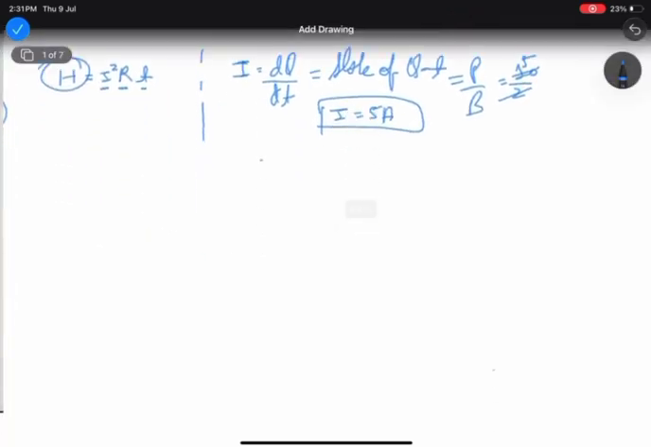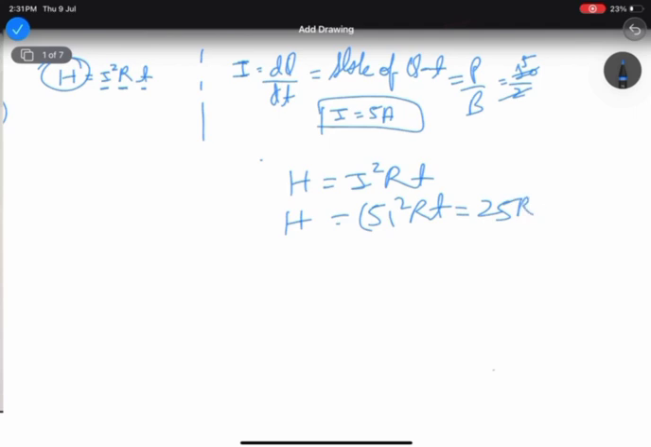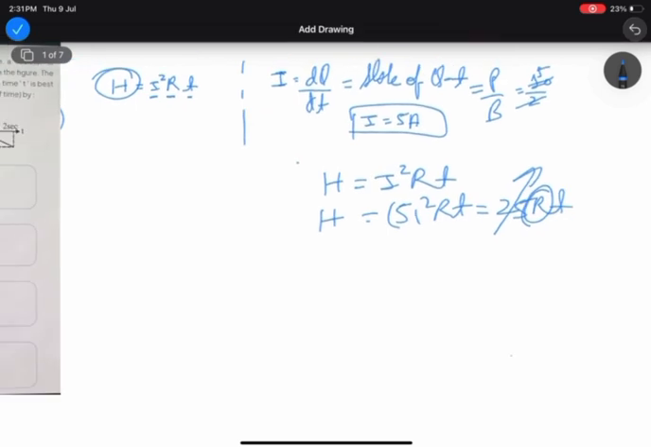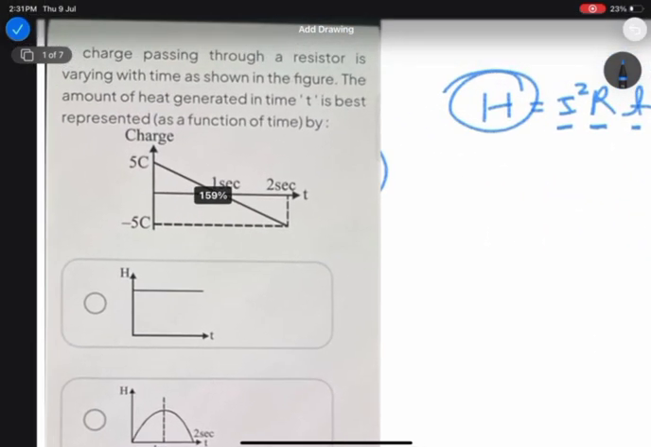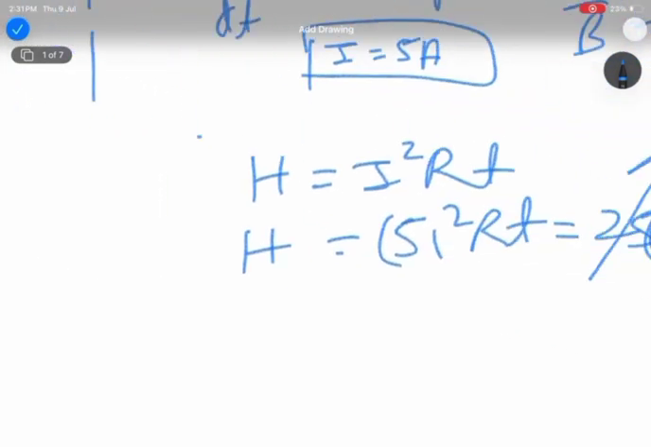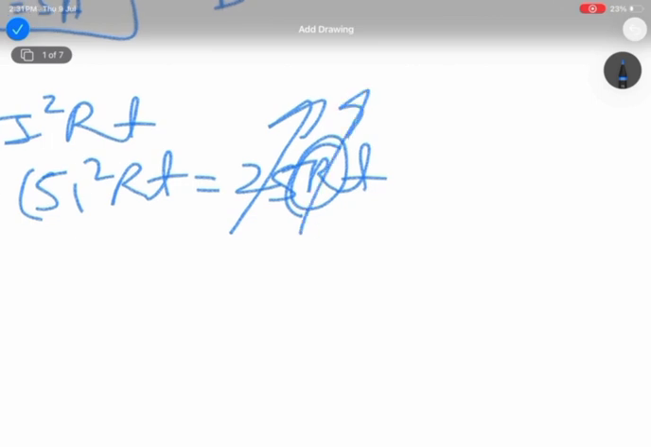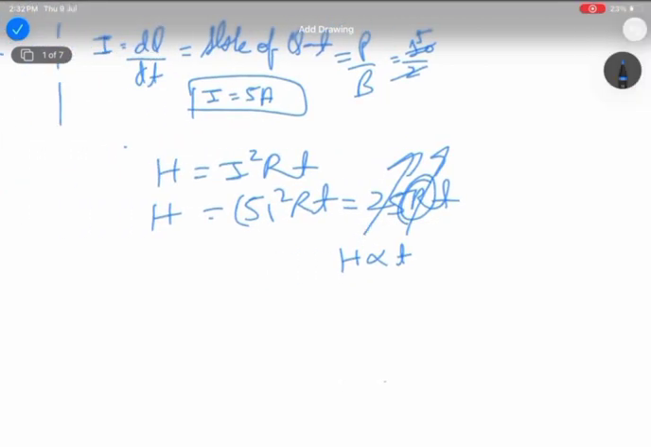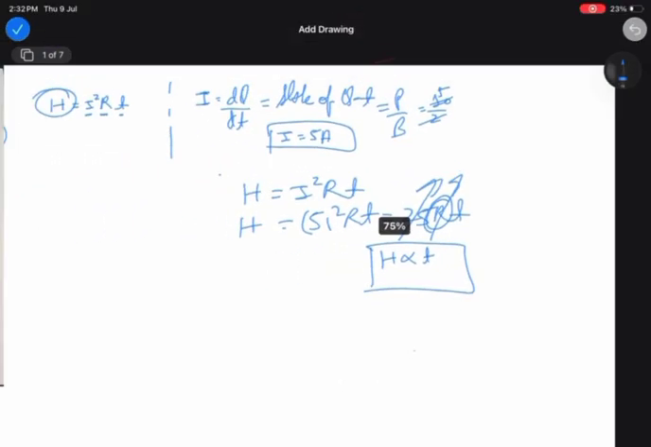Now H = I²RT. I is 5, so 5²RT, which is equal to 25RT. We know that 25 is a constant. R is also constant because in the question it is not mentioned anywhere that resistance is changing with time or changing due to heat. So we will consider resistance as constant. So from this we can say that H is directly proportional to T. With the help of this relation we will try to figure out the graph.